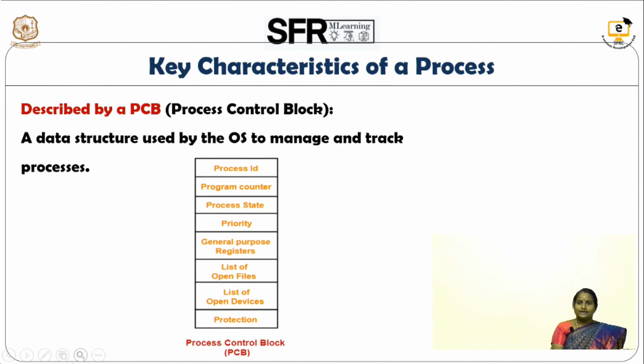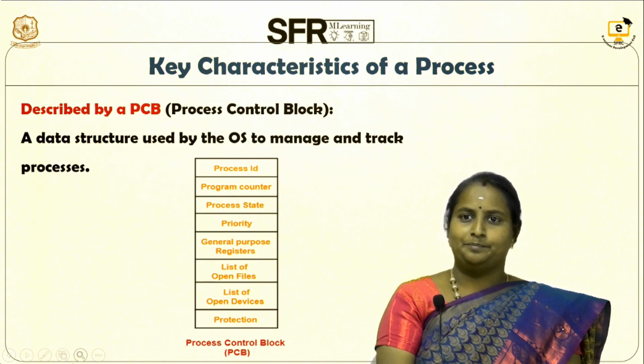Then the OS will describe the process by using a data structure called PCB. PCB means process control block. This data structure contains all the basic information about the process, such as process ID, program counter which contains the address of the next instruction, and then process state, and then starting line, ending line, and so on.